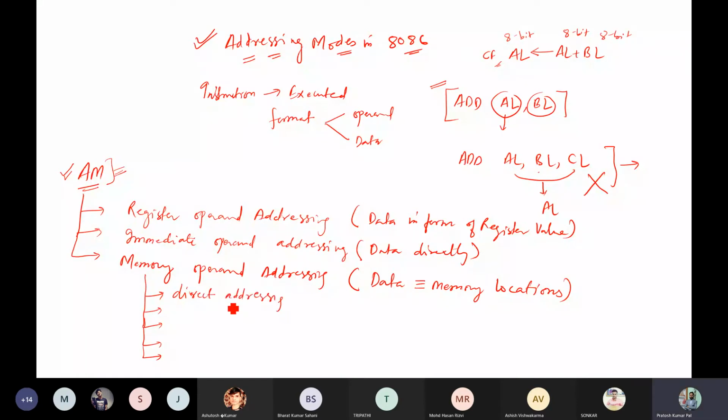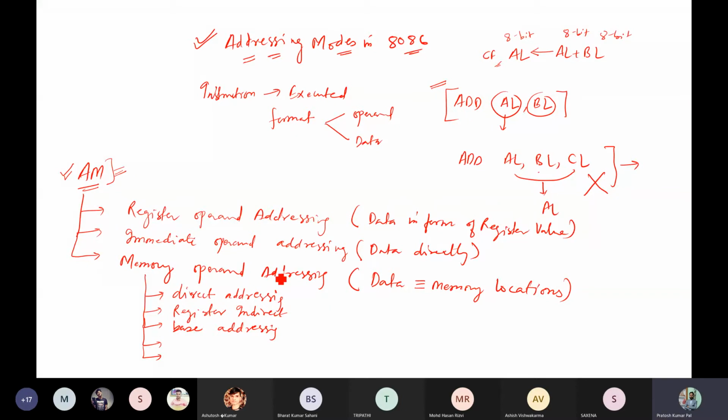There is a method of direct addressing through which we can directly access the data from the memory. Another one is by using register. By using register, we will be giving the address in the form of register, so it is called register indirect. If we are directly providing the memory address, that will be direct addressing. If we are providing the memory address in the form of register, that will be register indirect addressing.